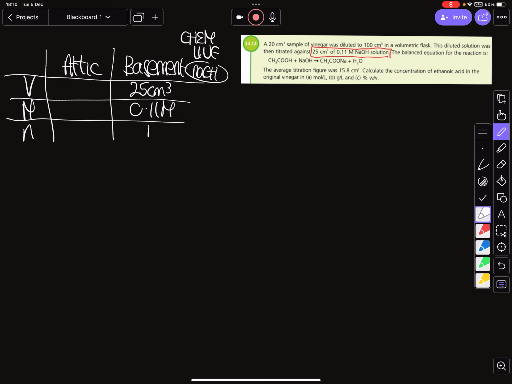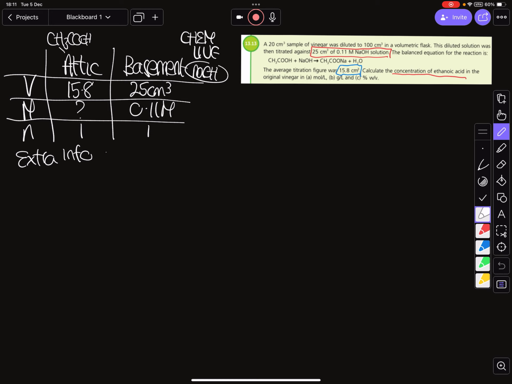We are then reading through to find the other titer value. So when we do that, we find it's 15.8 centimeters cubed. We know that the ratio is 1 for our ethanoic acid. And if we read down, it says we need to calculate the concentration of ethanoic acid. So this is definitely our question mark. We need to look at our extra info.